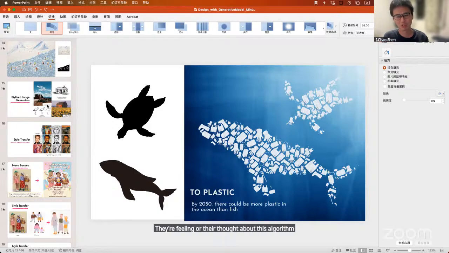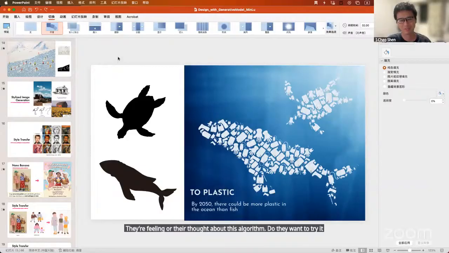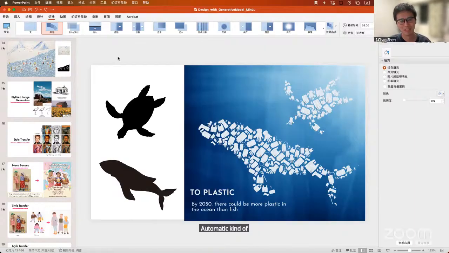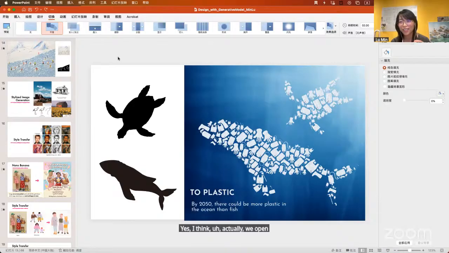Do they want to try it a little bit, or do they feel negative about this kind of automatic approach? Yes, I think actually we open sourced the code of this project, and there are really artists who like to use that. But now we are developing authoring toolkits.